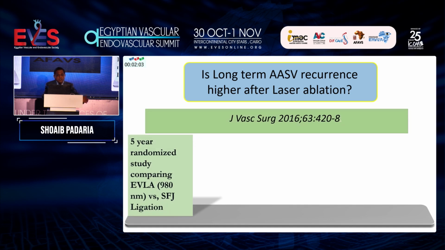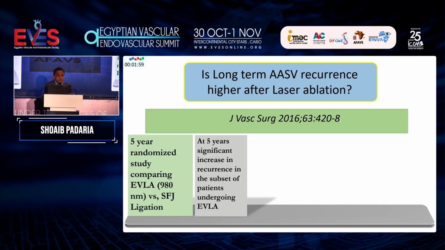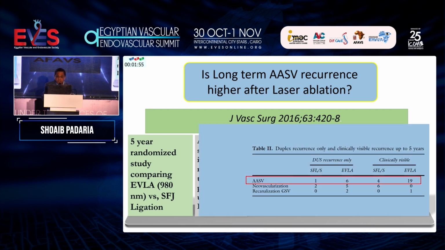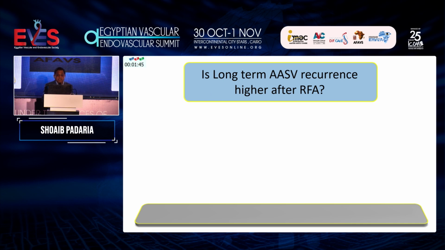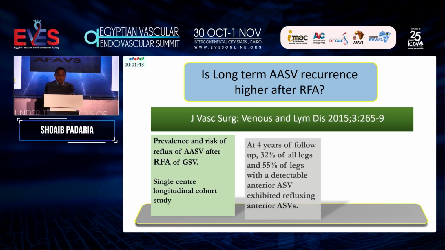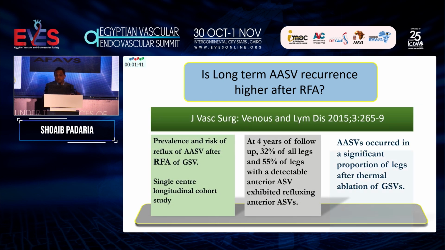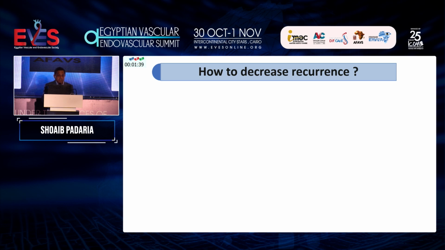Now, is long-term ASV recurrence higher after laser ablation? There is a 5-year randomized study comparing lasers with SF junction ligation. It was definitely shown that if you do ligation versus EVLA and you leave a longer stump, ASV reflux is higher. And similar results are seen even if you do RFA. So no real difference. ASV reflux occurs in both cases.